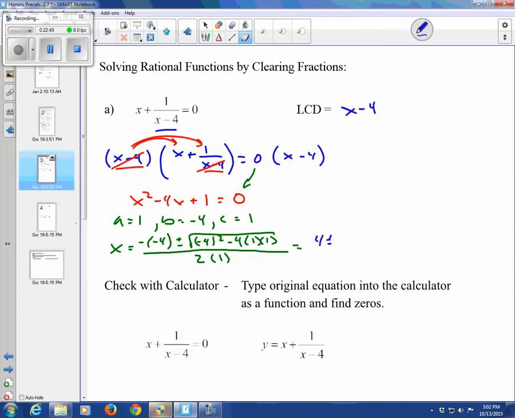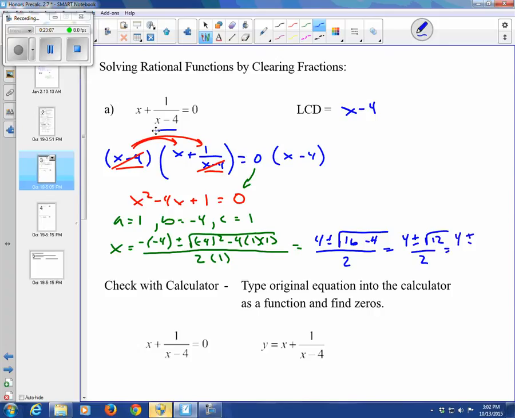So we get 4 plus or minus the square root of 16, and then we've got 1 times a negative 4, so minus 4, over 2, which is going to give us 4 plus or minus the square root of 12 over 2. We can simplify this a little bit. We can say 4 plus or minus, and then the square root of 4 times the square root of 3, which would give us 2 times the square root of 3. And then we can say that our two solutions are going to be x equals 2 plus the square root of 3, and x equals 2 minus the square root of 3.